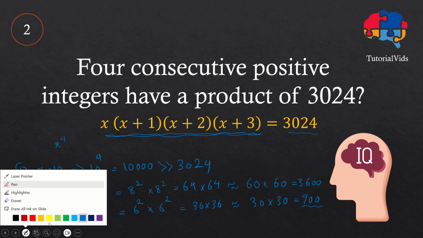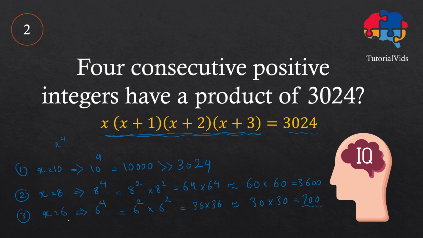To check that, I need to replace x in the main expression. Then I would have 6 times 7 times 8 times 9. If I calculate this, 6 times 7 is 42, and 8 times 9 is 72. If I calculate this, then I would get 3024. And that says that the four consecutive positive integers that we are looking for are 6, 7, 8, and 9.